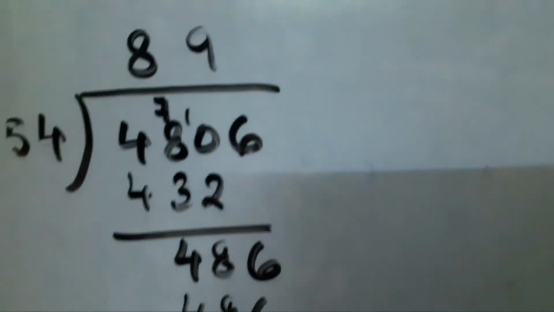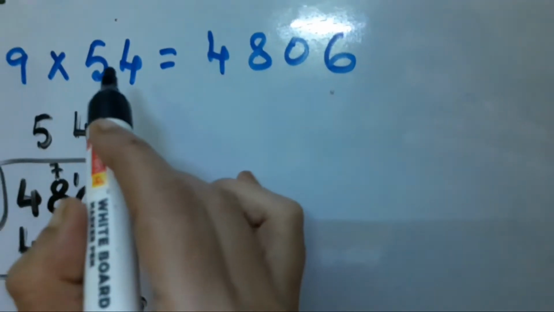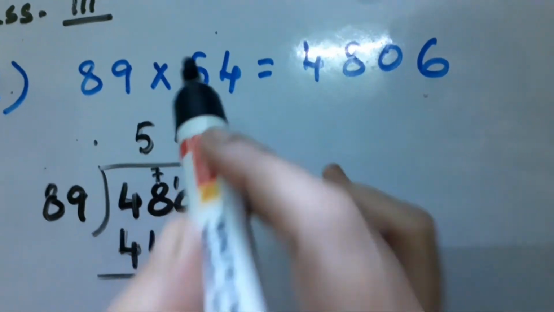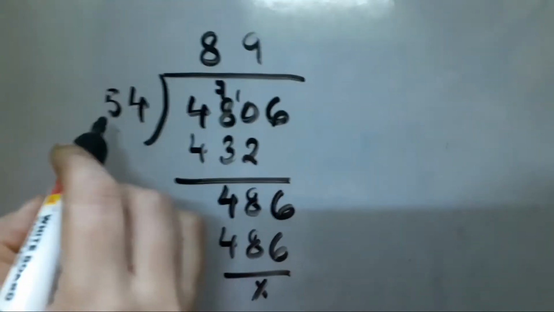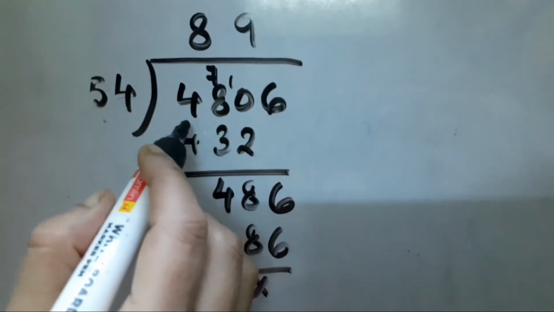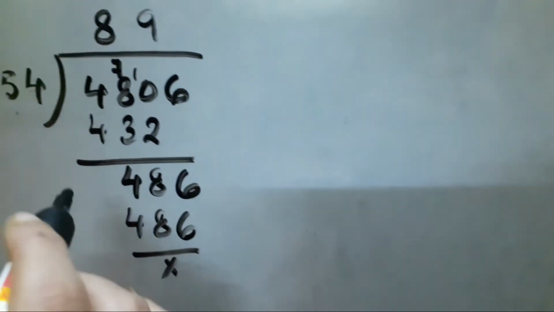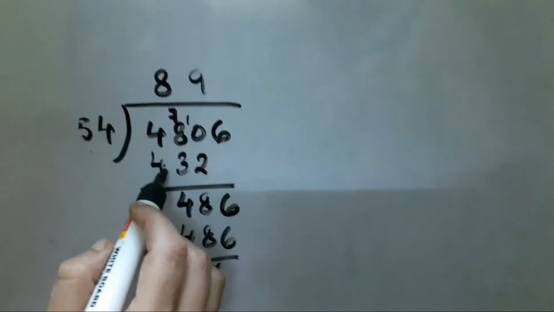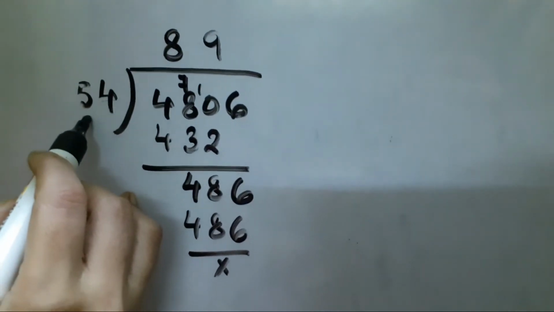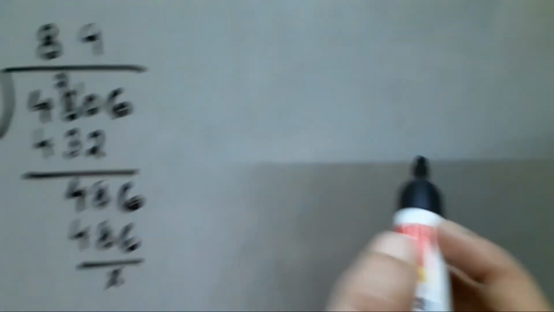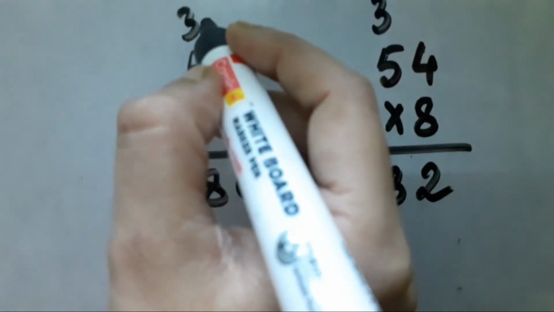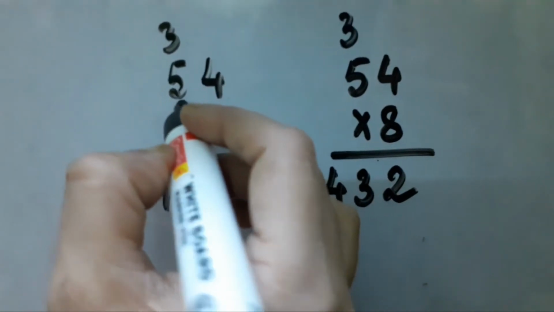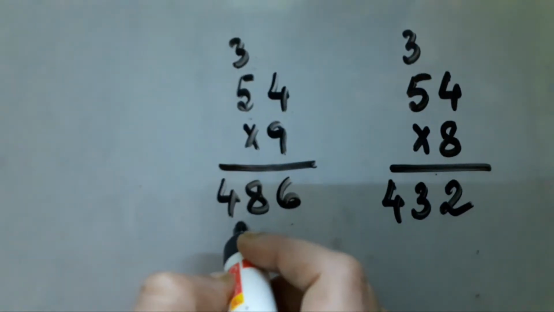Now we will divide 4806 by another factor, that is 54. Now 5 8s are 40. So at first, then 5 9s are 45. So we will multiply 54 by 9. 9 4s are 36, 6. 3 you carry. 5 9s are 45 plus 3, 48.